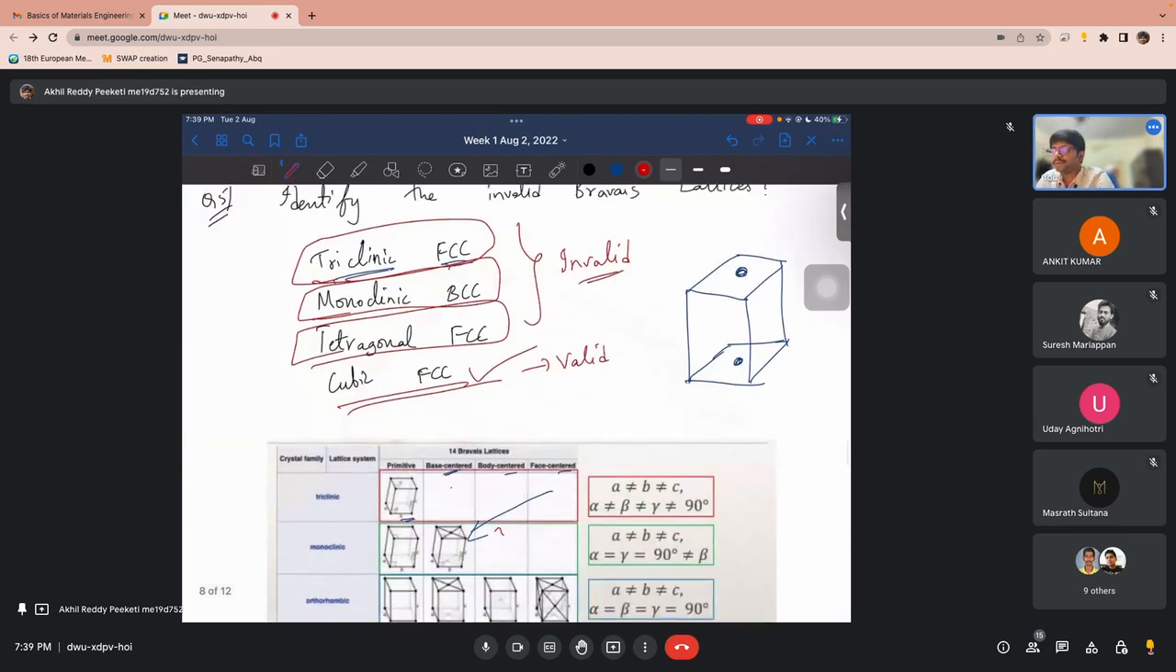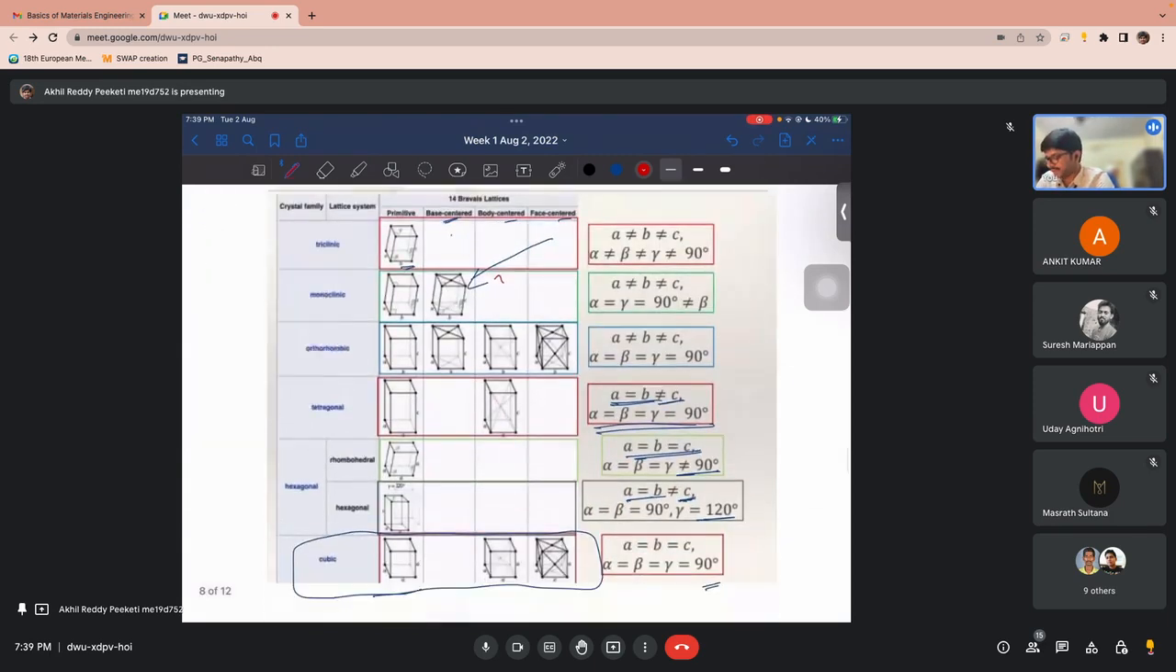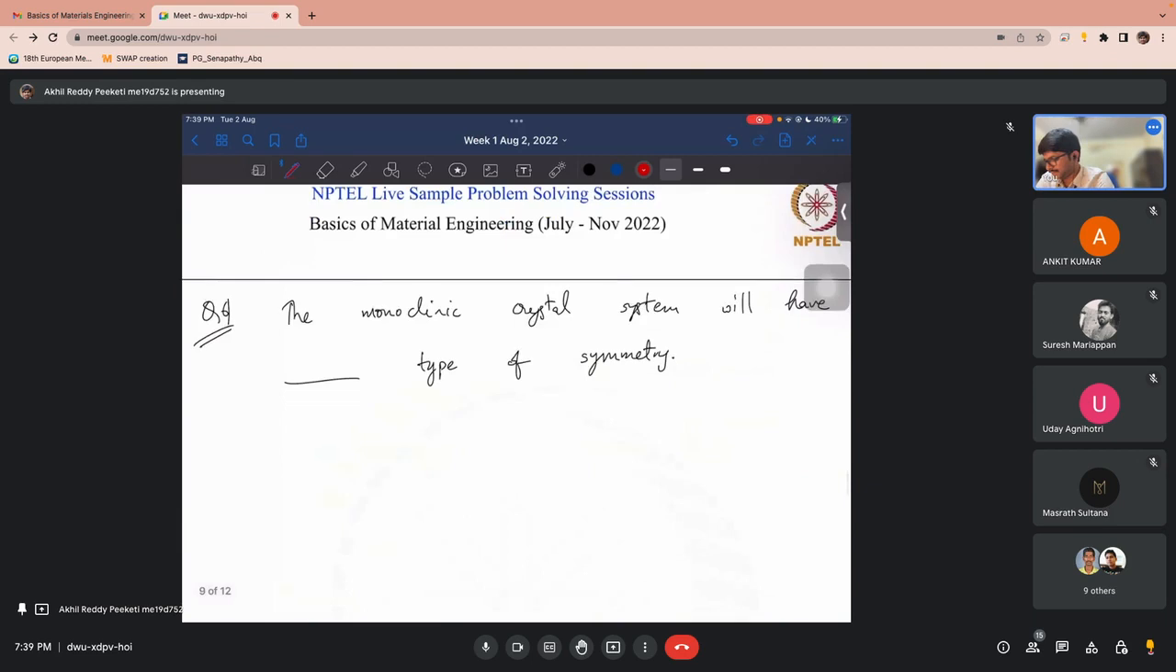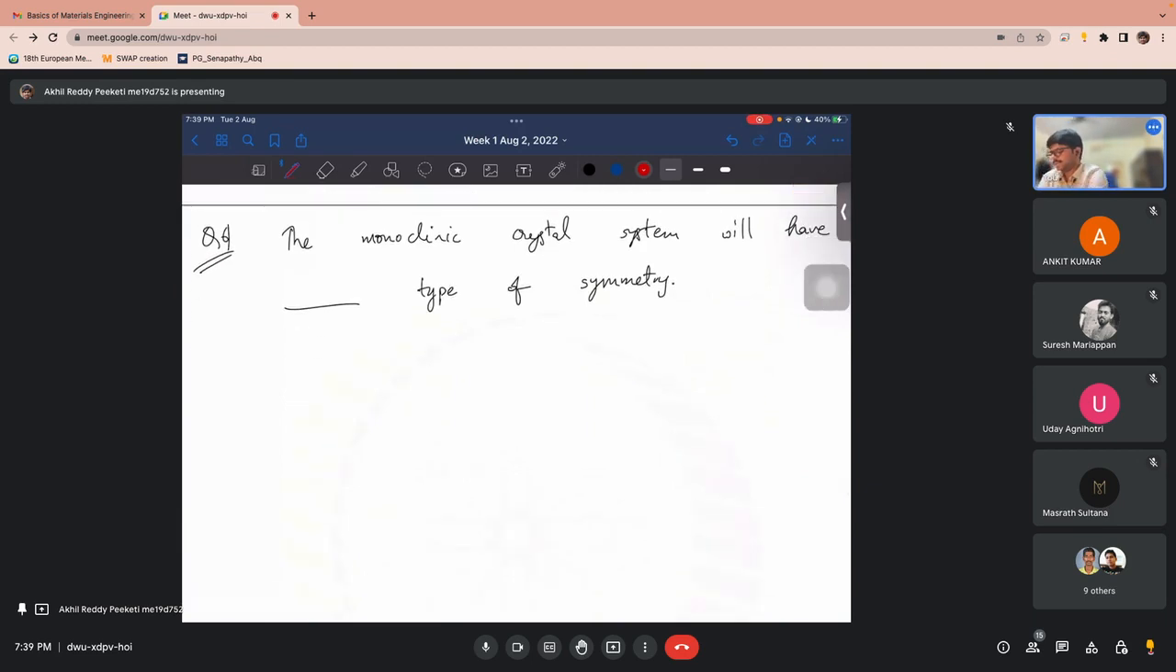Okay. So I will move on to the next question. Yeah. So what kind of symmetries will these have?